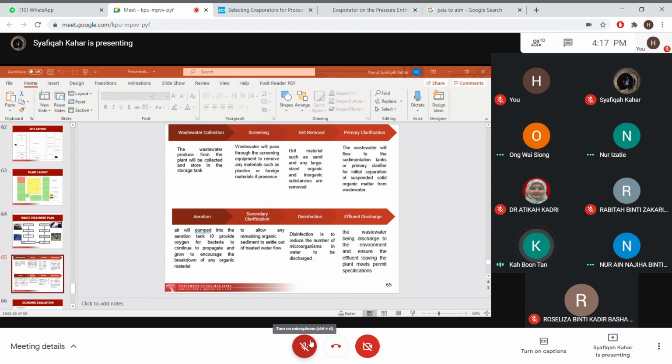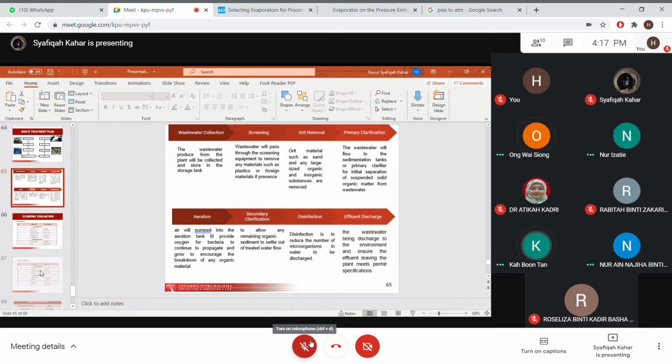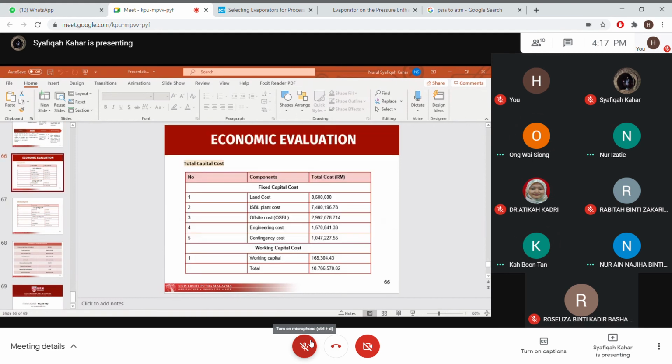Is it okay? Can I see the economic analysis evaluation? This one? Yeah. So what is the ISBL and OSBL? And then the engineering cost? What are all those?